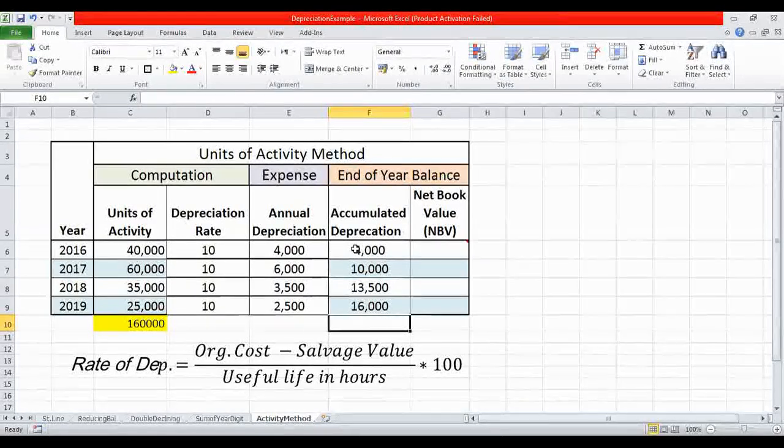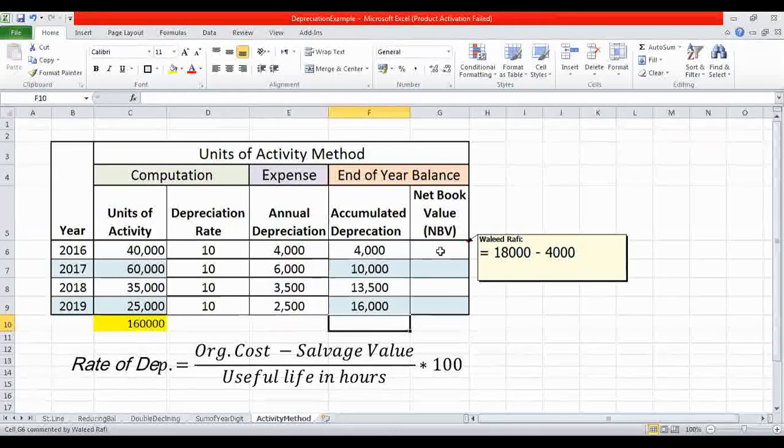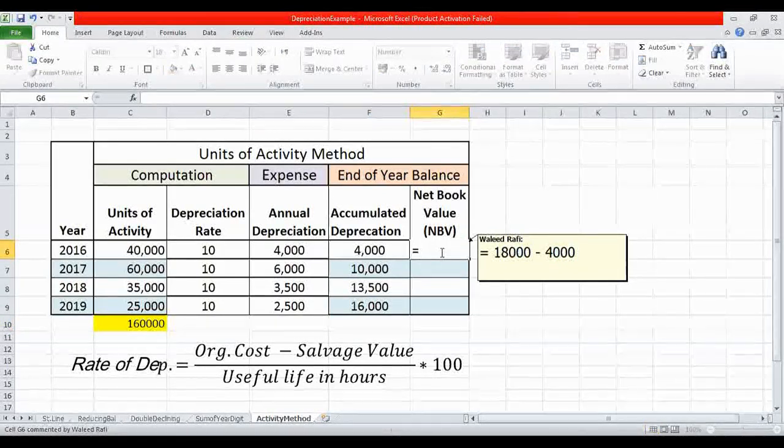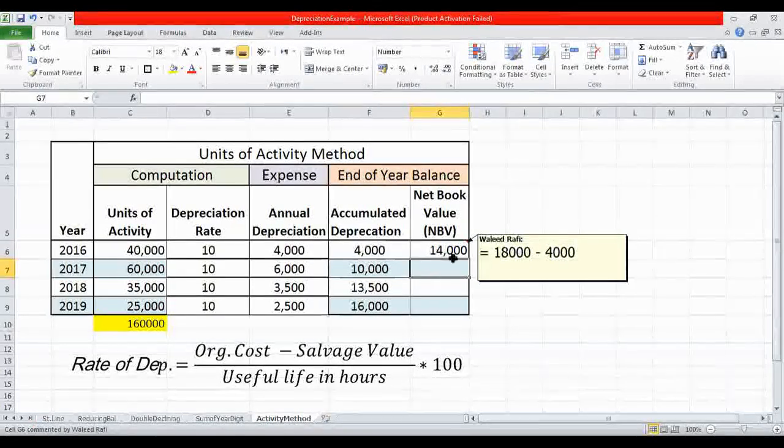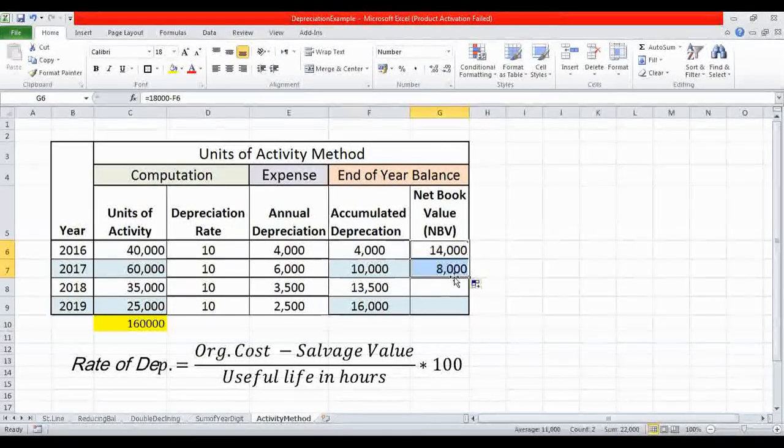So how to calculate the net book value? The net book value is very easy to calculate, again because we started it with the total cost is 18,000. So 18,000 we are simply going to put over here, 18,000 minus the accumulated depreciation, 14,000. We will keep on going it like this. So we will paste it over here, 8,000. We will keep on going like this, 4,500, again 2,000.